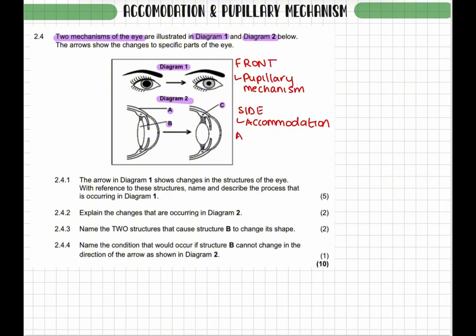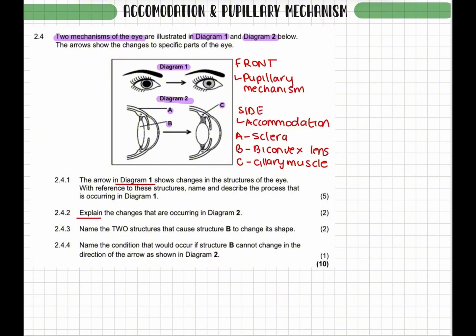Now the parts that are labeled, A is the sclera, B is the lens, and part C will be the ciliary muscles. Now when I look at question 2.4.1, it has to do with diagram 1. We'll come back to that later since we are looking at accommodation.